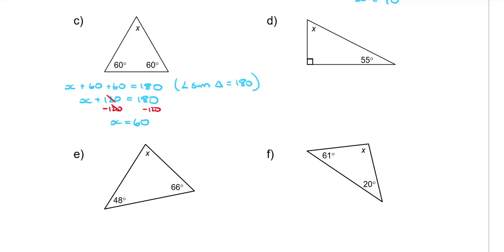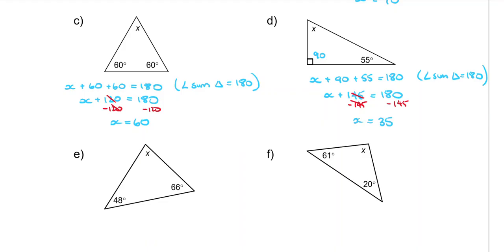Question D, you can see that we have a right angle or a 90-degree angle in here, but all those are going to add up to give 180. So we start with x. X plus 90 plus the 55 is equal to 180 because angle sum of a triangle equals 180. Adding together 90 plus 55, we get 145. X plus 145 equals 180. Minus the 145, and our answer is x equals 35.